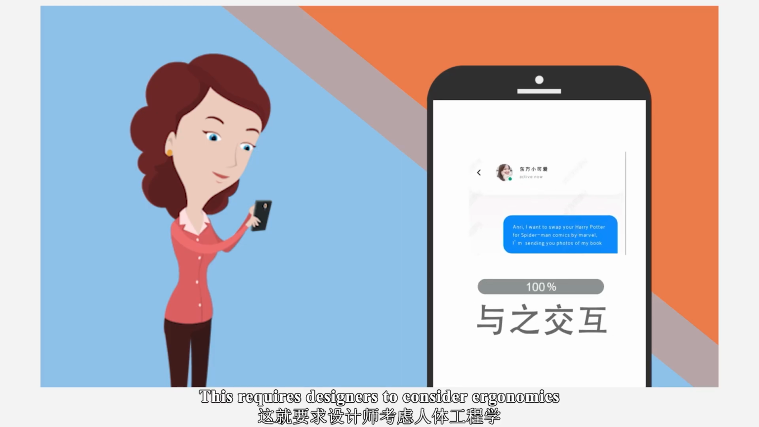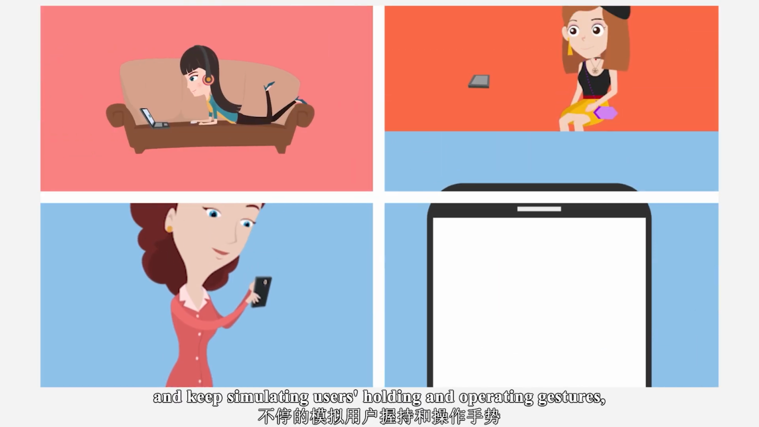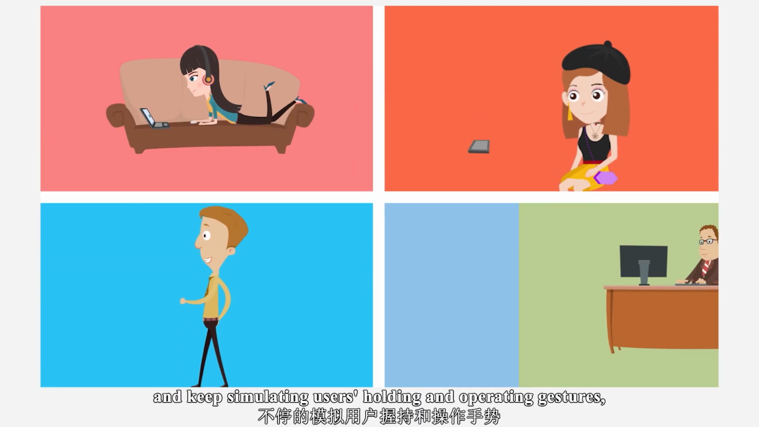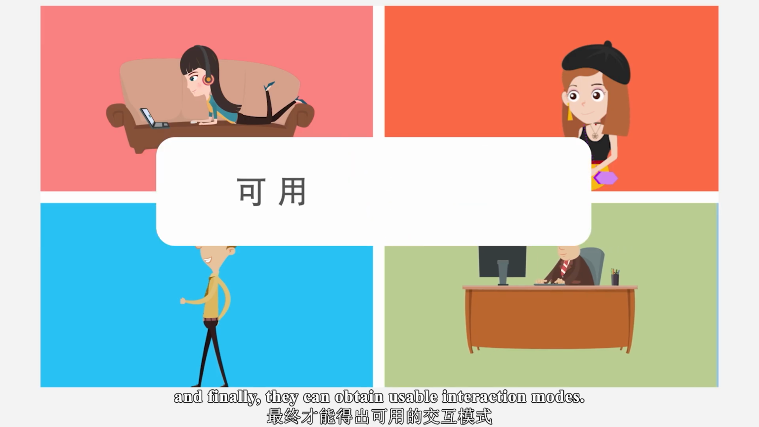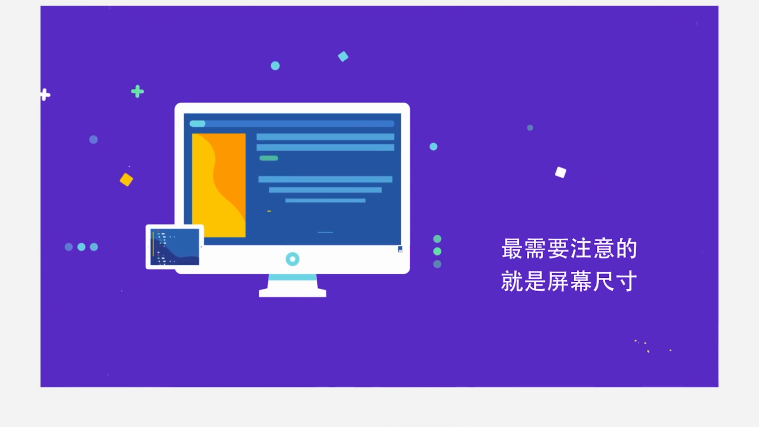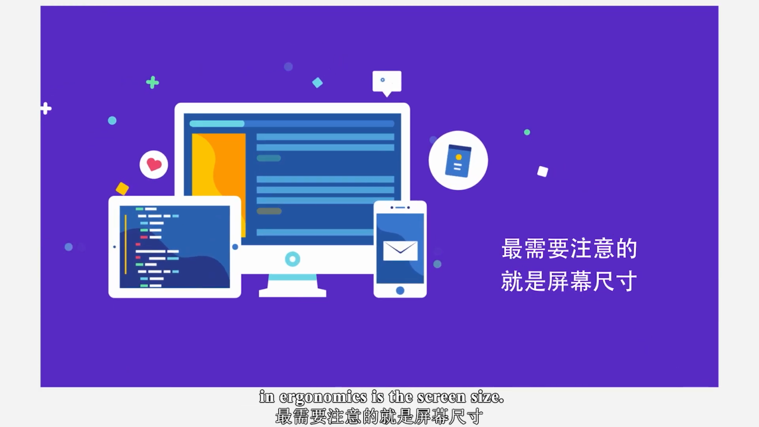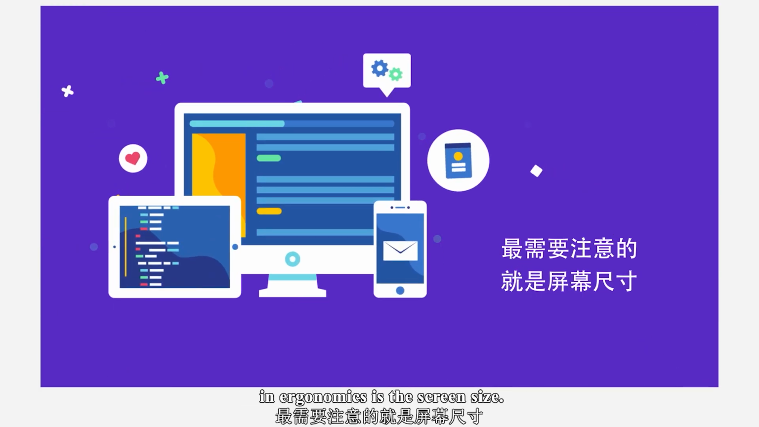This requires designers to consider ergonomics and keep simulating users holding and operating gestures. And finally, they can obtain usable interaction modes. In mobile devices, the most important thing to pay attention to in ergonomics is the screen size.